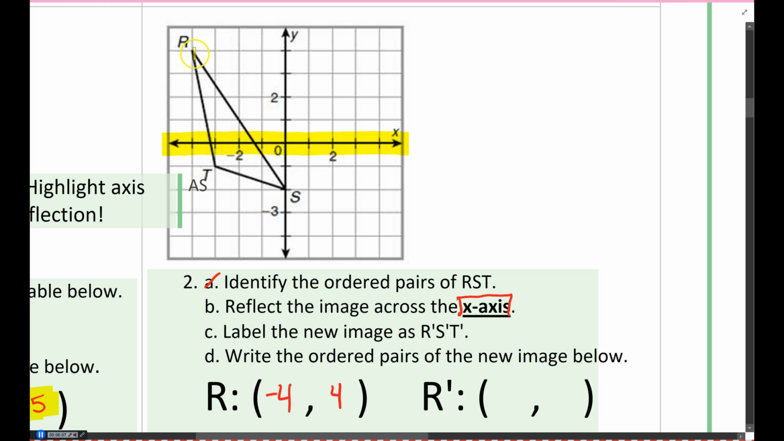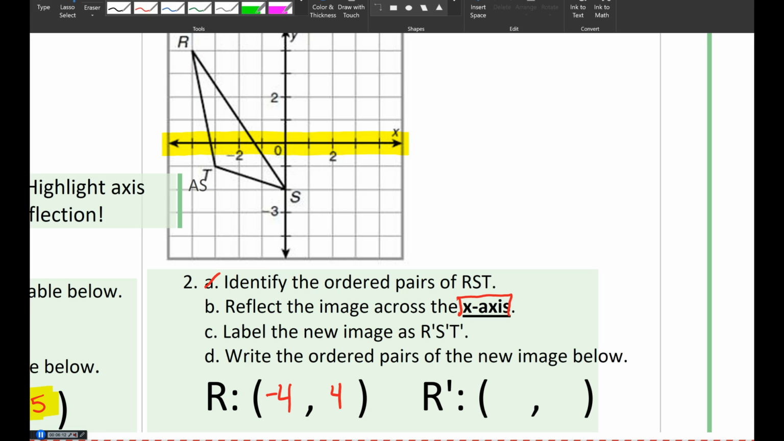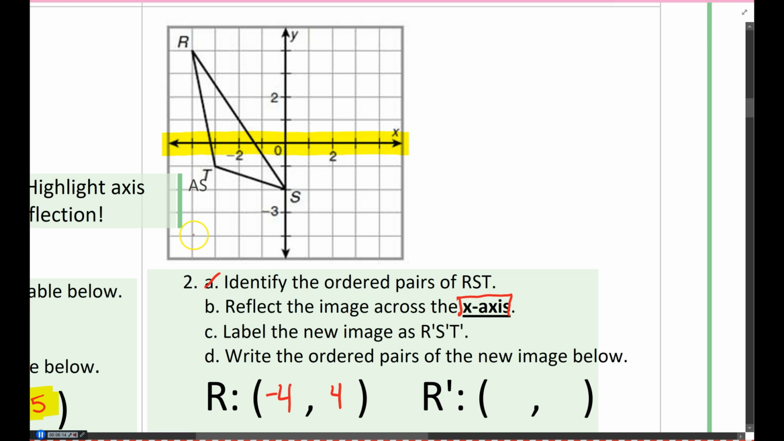Now let's start with R. R is 1, 2, 3, 4 points away, or 4 units away from the line of reflection. So I go 4 to the other side. And I graph and label R prime. Then for T, I see that T is 1 away. And this is where things get a little weird. I have to go to the other side of the line of reflection in order to graph T prime.